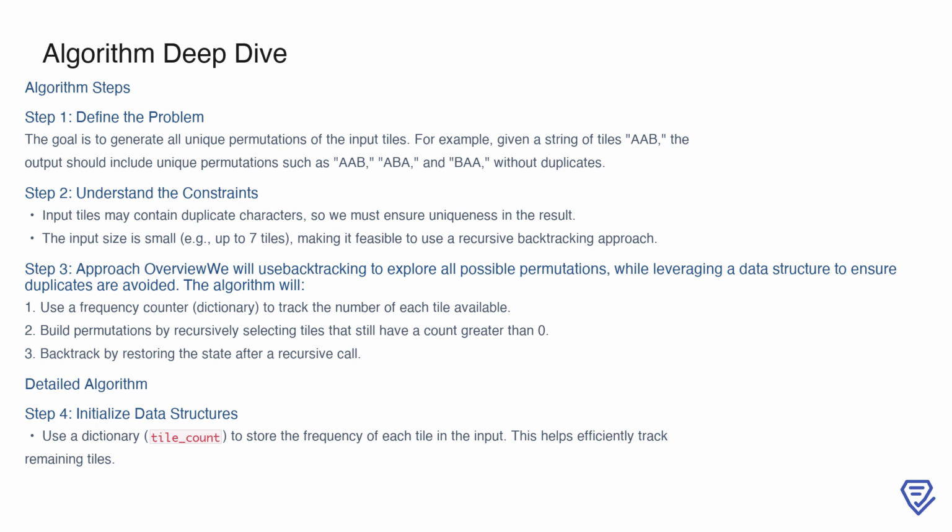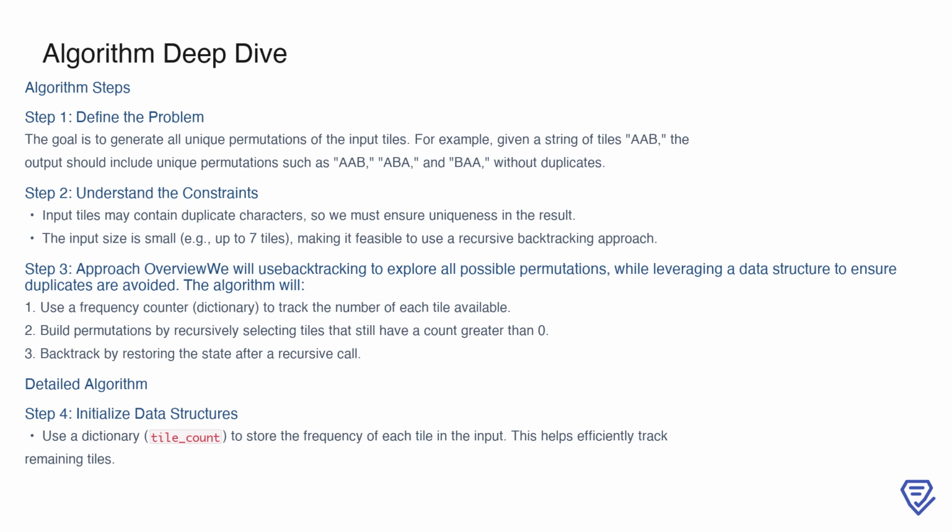Now, since the input may contain duplicate characters, it's critical to ensure that our algorithm handles this efficiently by avoiding redundant work. The good news is that the input size is relatively small, up to 7 tiles, making recursive techniques like backtracking a feasible choice. Our approach will use backtracking to explore every possible arrangement while leveraging a frequency counter to track how many tiles remain available. This ensures duplicates are avoided at their source.